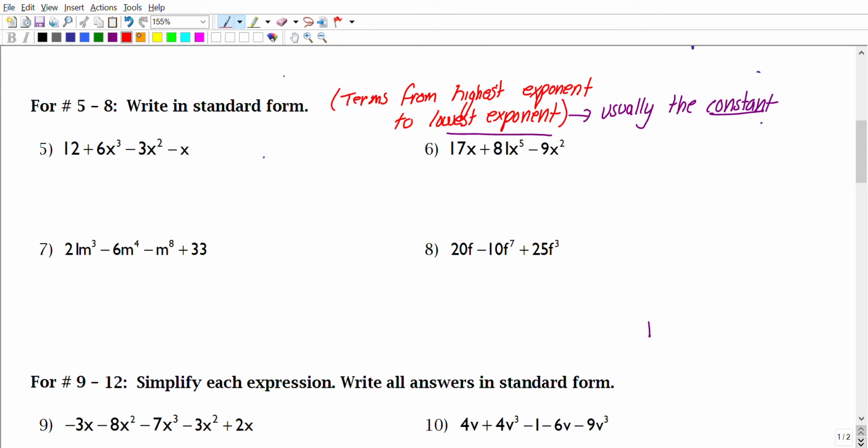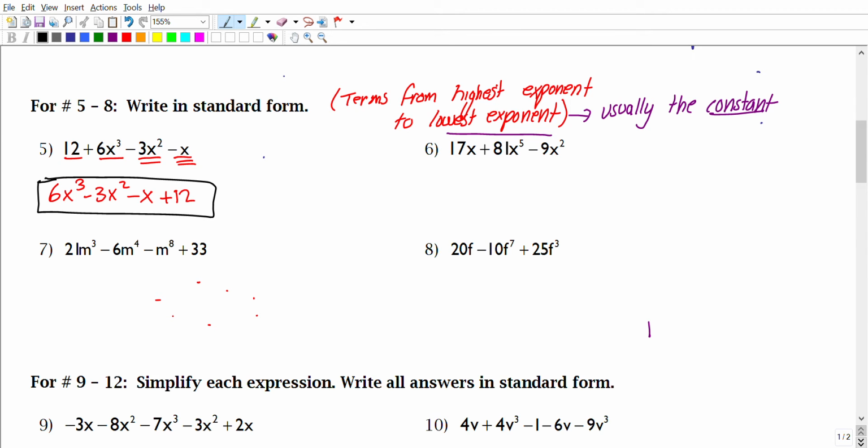Let's look at this number 5. It says write in standard form. The highest degree right away I see is that x cubed, so I'm going to write it down, 6x cubed. Next one I see is that negative 3x squared. Next one, that negative x. And finally that 12. That's it. That's our answer in standard form. We just rewrote it in the right order from largest exponent to lowest exponent.